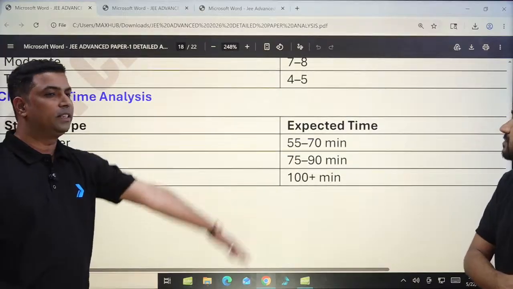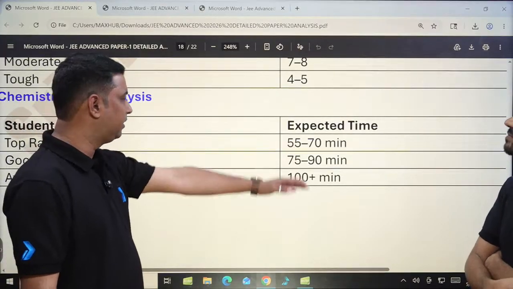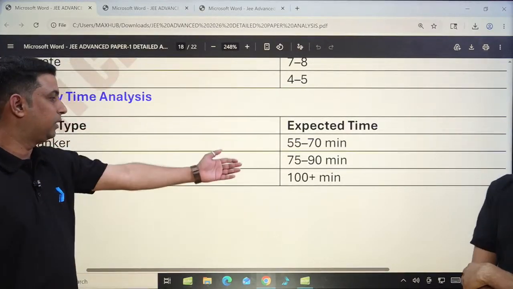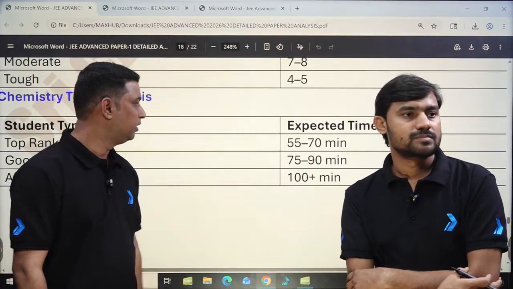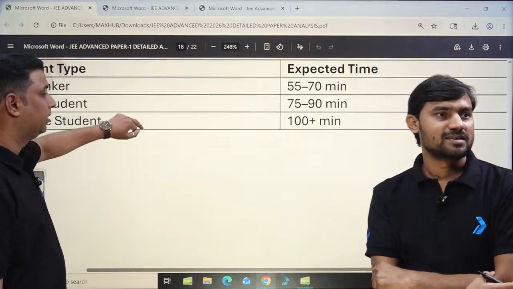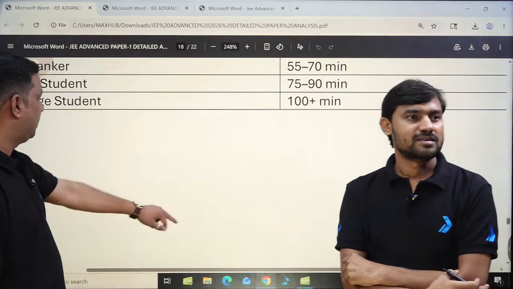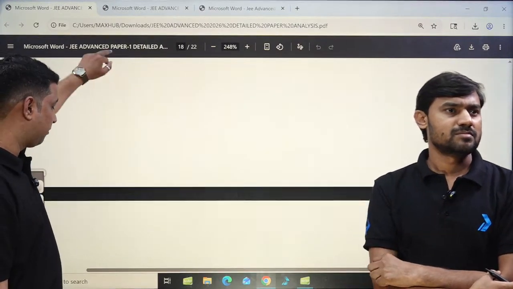Top rankers can solve this paper in 55 to 70 minutes, and the good student can solve this question paper in 75 to 90, and 100 plus minutes required for the average student. So this was, sir, paper 1.